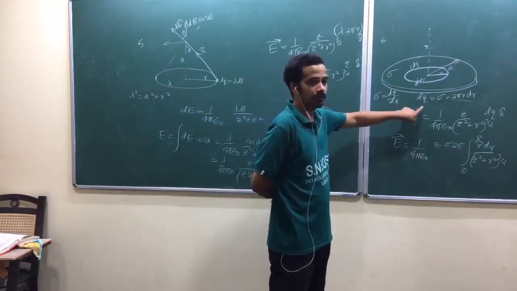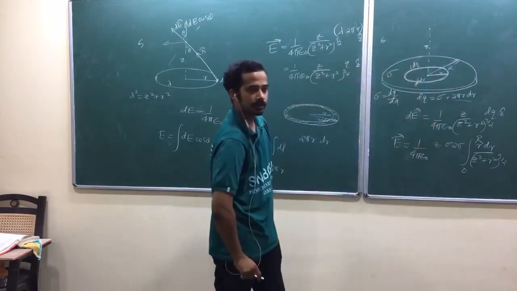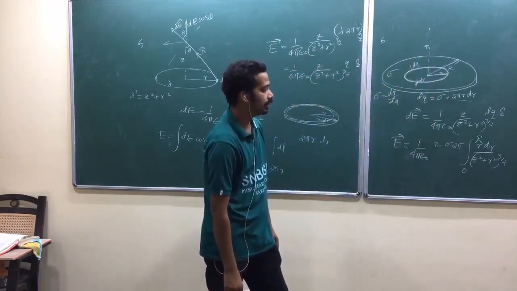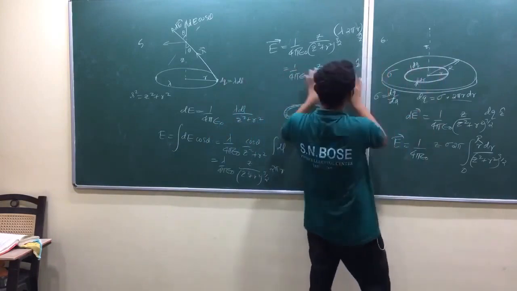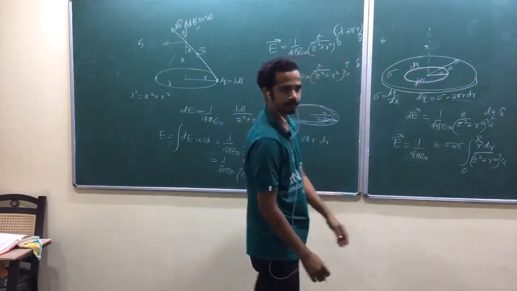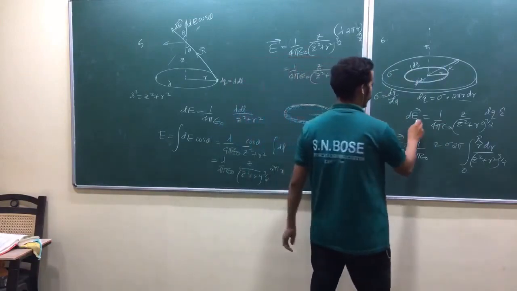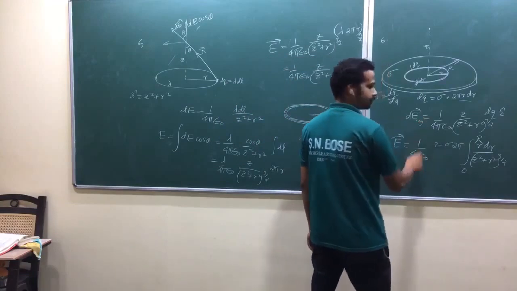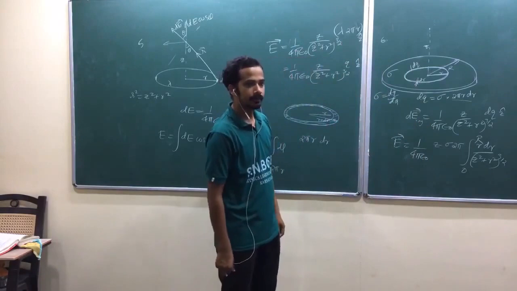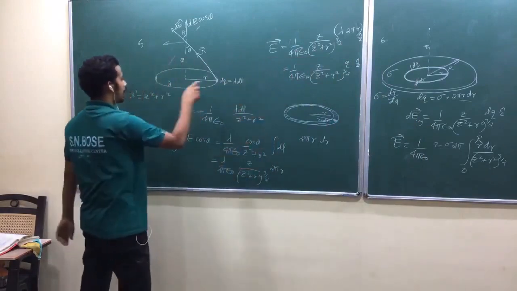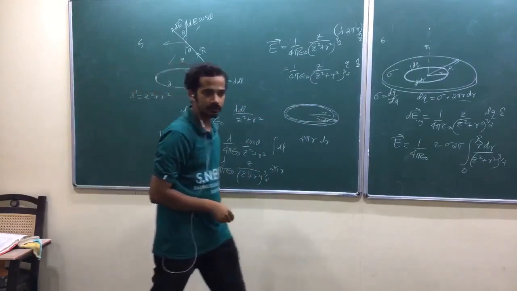Which one? This dq? No, this dq is due to the total ring. That's what I'm saying. dE? Yeah, dE is also due to the total ring. That's why I just copied this one. This dE, that is due to the ring, remember. I just copied this one from here. No, that last answer was due to the total ring. Am I right?